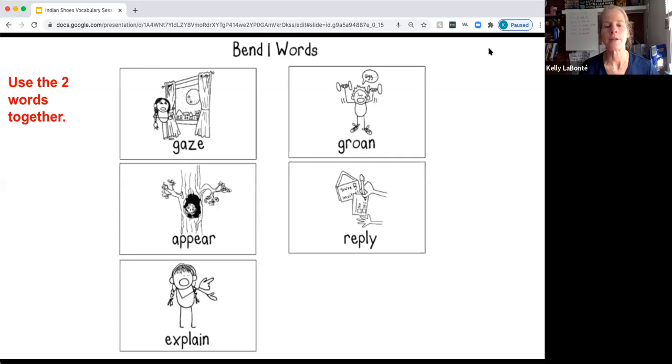All right, here's another one. Groan and gaze. What kind of situation could you use both of those words? Groan, gaze. Okay, work with your partner.